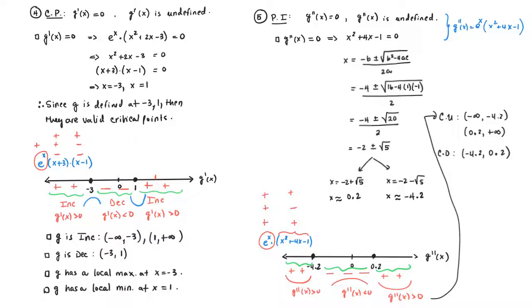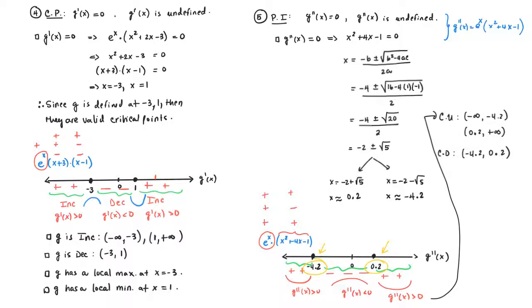Now let's settle whether these 2 points are in fact official points of inflection. To be official points of inflection, concavity has to change around those points, which it does. Notice how concavity changes right here at around negative 4.2 and also around 0.2. So that condition is satisfied. And also, we have to check that g is continuous at those points. Well, g is e to the x times x squared minus 3, if you remember. So g is definitely continuous at those points as well. So then they are official points of inflection.